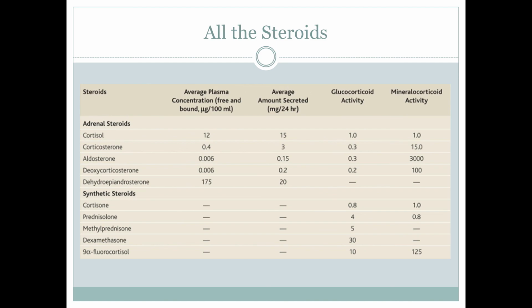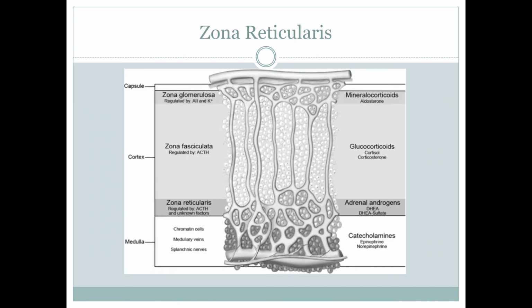The ones that we are worried about here, we've got our cortisol, corticosterone, aldosterone, deoxycorticosterone. So these are present in really small amounts. The most prevalent is going to be your cortisol. Then we have our synthetic steroids. Obviously, you don't see them normally in the plasma, but they do have quite a bit of activity. Our synthetic cortisone really mirrors our natural endogenous cortisol.